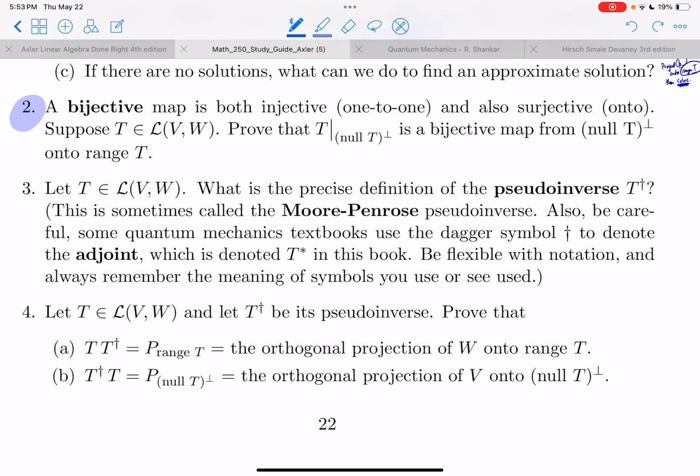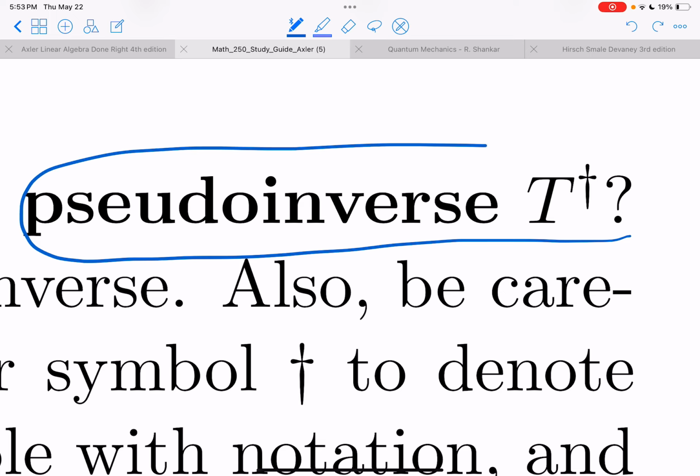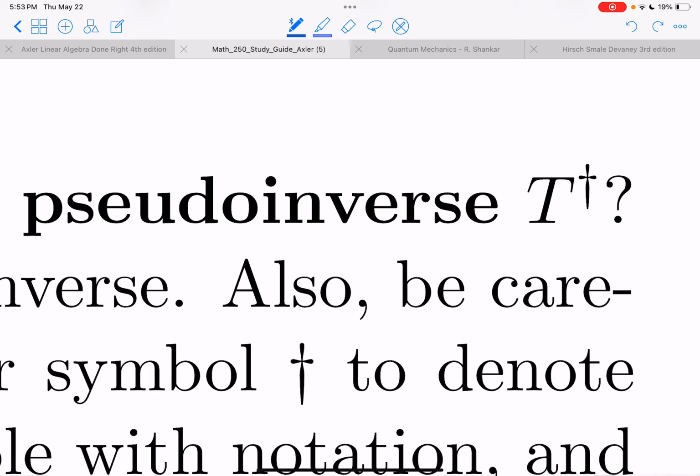Okay. All right. So the pseudo-inverse. Well, the pseudo-inverse is definitely going to use the inverse that we just talked about, but it's going to be a little different. So the pseudo-inverse, maybe I'll write it like this. Okay, that's how I'll write dagger. What's it going to be defined to be?